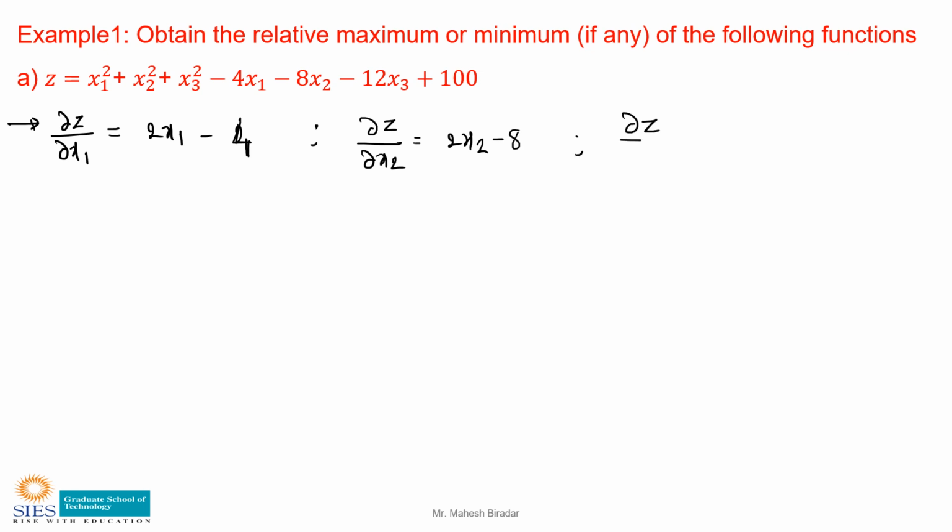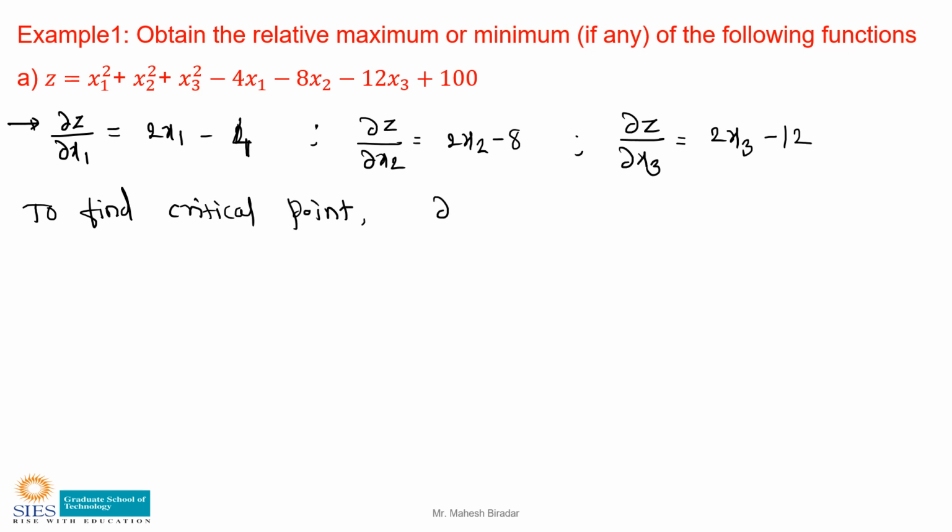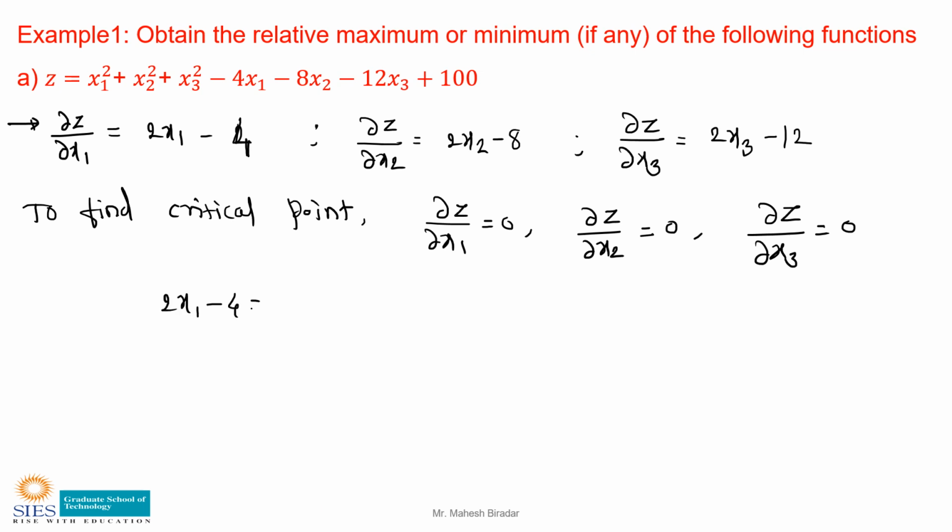If you differentiate z with respect to x3, then you will get 2x3 minus 12. Then to find the critical point, you need to solve the equations dou z upon dou x1 is equal to 0, dou z upon dou x2 is equal to 0, and dou z upon dou x3 is equal to 0. If you solve these three equations, we will get the critical point. So the first equation represents 2x1 minus 4 equal to 0. So x1 is equal to 2.